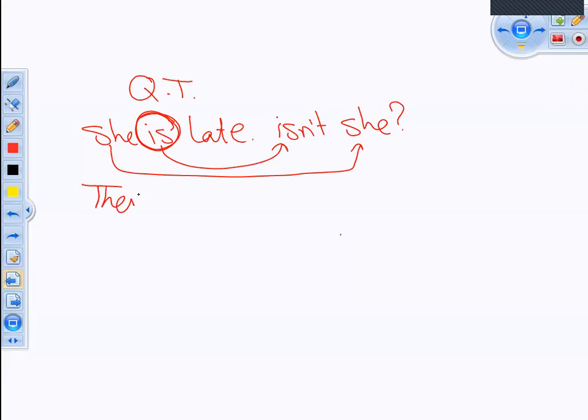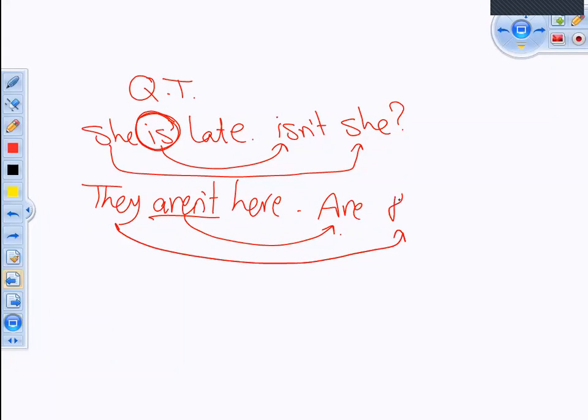They aren't here. So it's a negative form. We change it into affirmative. Are they? So this is the simplest way to add a question tag to your sentence. If the helping verb is affirmative, change it into negative. If the helping verb is negative, change it into affirmative.